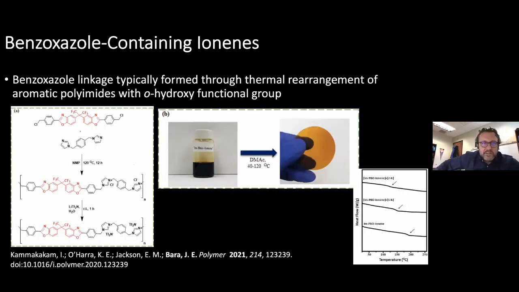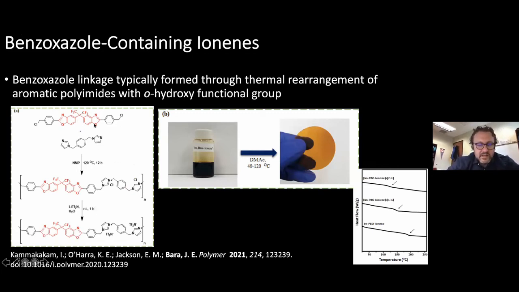Finally, maybe not finally, we have a lot of structures, as I mentioned, that we've tried. So here we've made benzoxazole ionenes. Again, it's kind of similar to the 6-FDA previous approach, but instead we've made this monomer with the benzoxazole, which you can see right there. Also, it's quite bent, so it's non-planar.